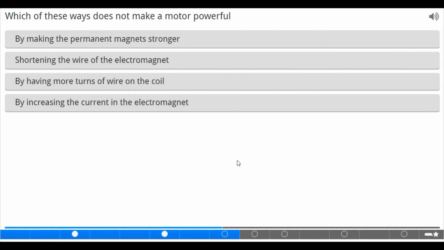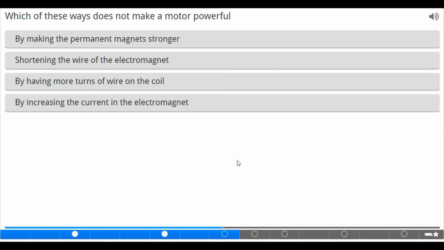So which of these ways do not make an electric motor powerful? A, by making the permanent magnet stronger. Yes. B, shortening the wire of the electromagnet. That's a no. You have to lengthen the wire of the electromagnet, because by the time the wires are coiled, it will serve as a solenoid. And a solenoid will have a very strong magnetic field.